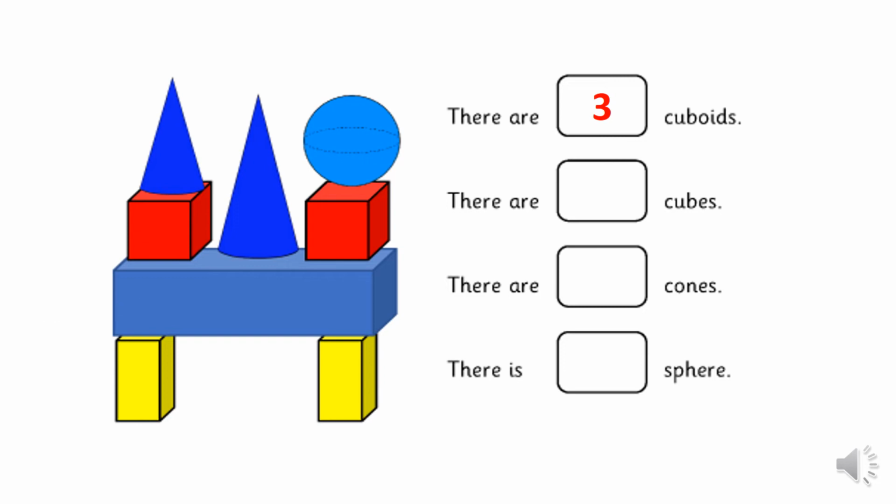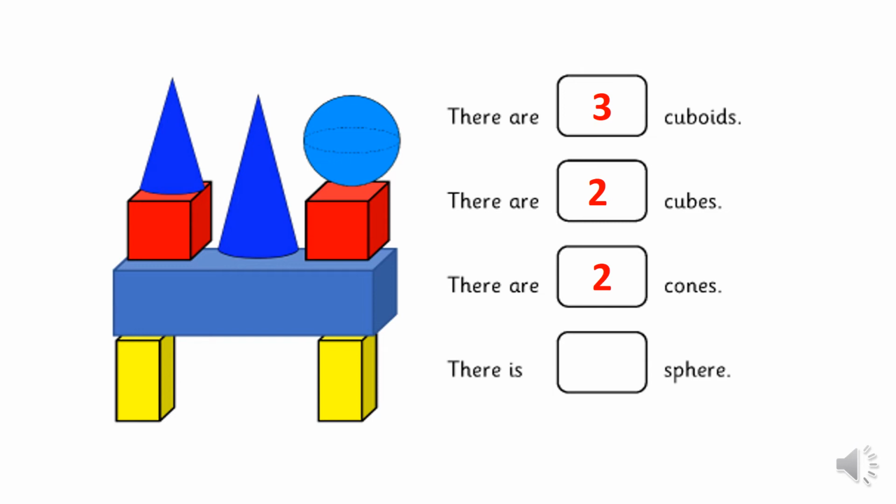Let's count the next shape. We need to count the cubes. How many cubes can you see? Great, there are 2 cubes. Let's count the next shape. We're looking for cones now. How many cones can you see? Great, there are 2 cones.